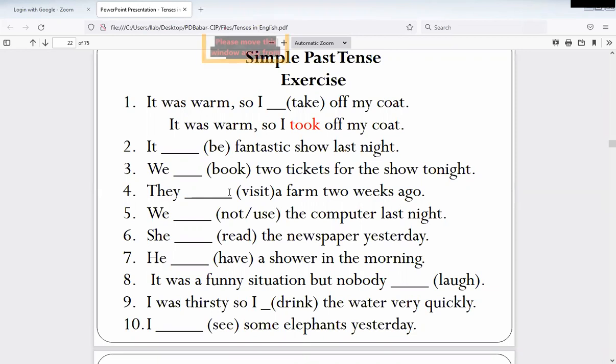This show was last night. So last night is the expression in the past, and we can say that it was. Was is the to be form we can use here. It was a fantastic show last night. So please write this exercise down in your notebook so that you won't forget it when you are studying.